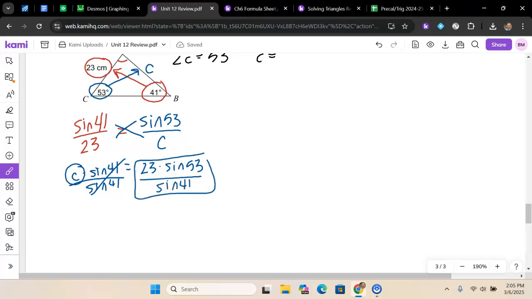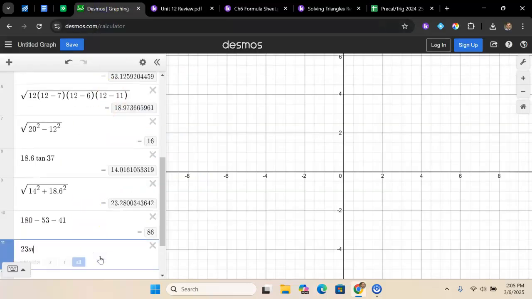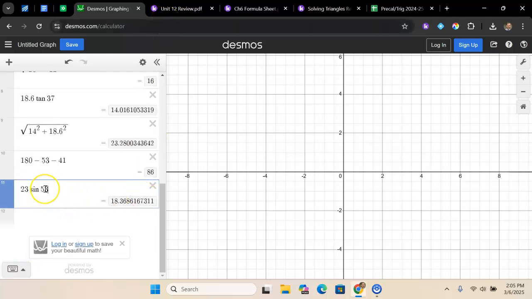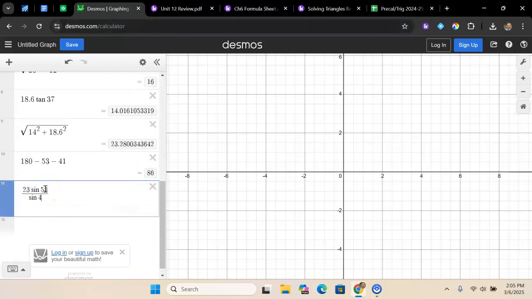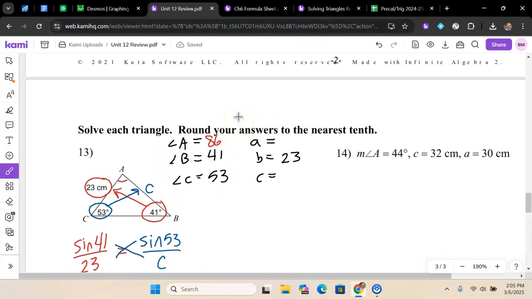Plug all this into the calculator. Okay, so 23 sine of 53 divided by the sine of 41 gives us 28. So this is going to be 28. That is the answer for side length C.